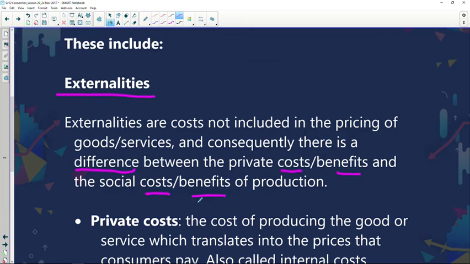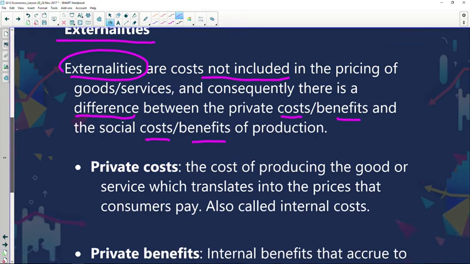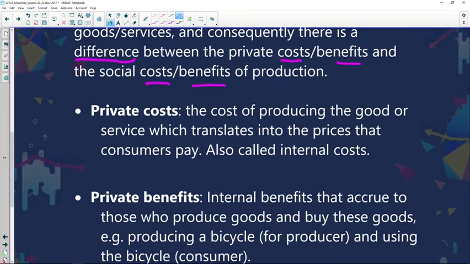Okay, so we're looking at externalities, and we are looking at costs that are not included in the pricing of goods or services. We've just mentioned very important concepts over here. We started off with private costs and private benefits, and also we mentioned social costs and social benefits of production. So let us explain these concepts because they are very important in this lesson.